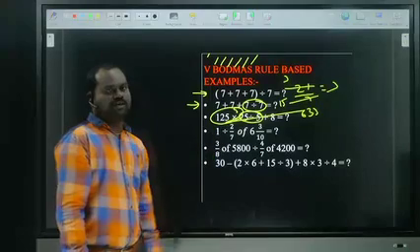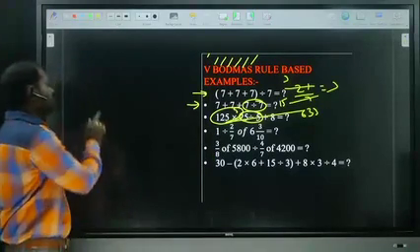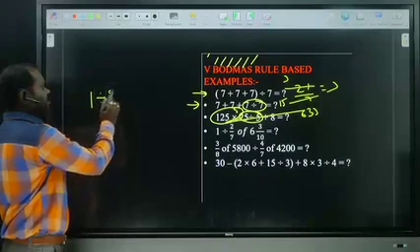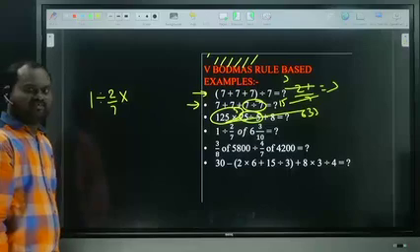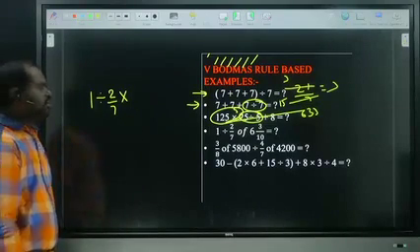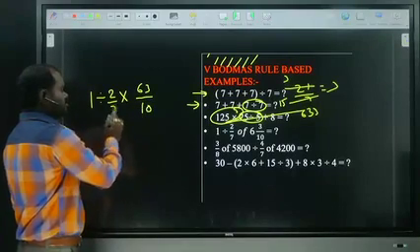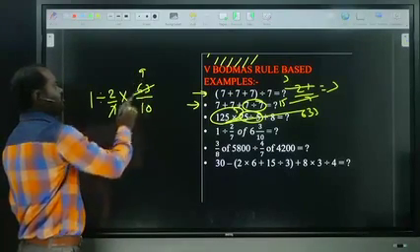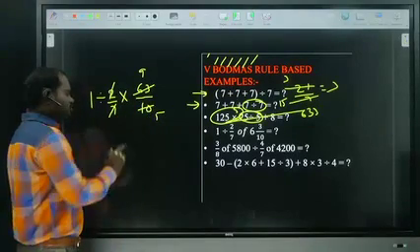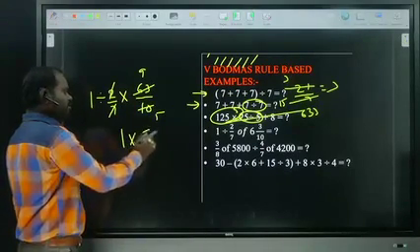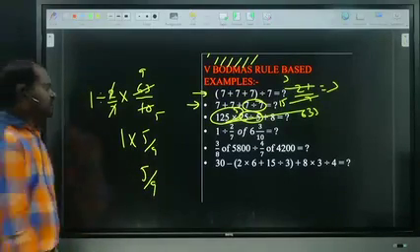Division, of. First preference for which one? Of. Shall we see now? 1 divide by 2 by 7 of 6 3 by 10, converting the mixed fraction: 10 sixes are 60 plus 3, 63 by 10. 7 ones are 7, 7 nines are 63, 2 fives are 10, so 1 divide by 9 by 5, so we get 1 into 5 by 9, nothing but 5 by 9. What is the answer? 5 by 9.